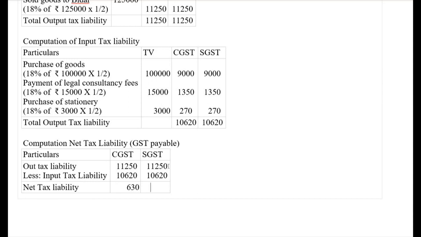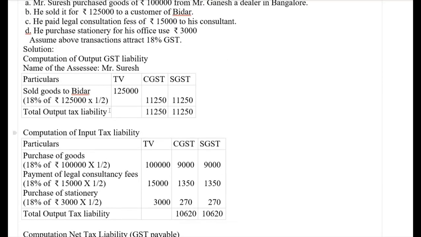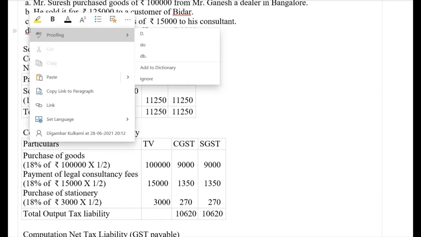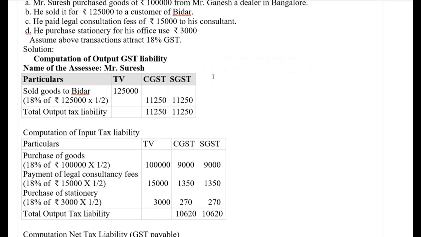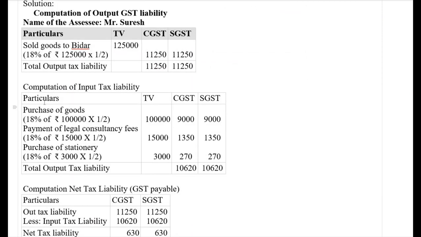Here also 630. Remember, here we have not been asked to compute how much input tax credit can be claimed. We are just asked to calculate the net tax liability. That's all. So this is how we need to compute here. Suppose the question is how much input tax credit can be claimed, then the answer would have been a different one here.